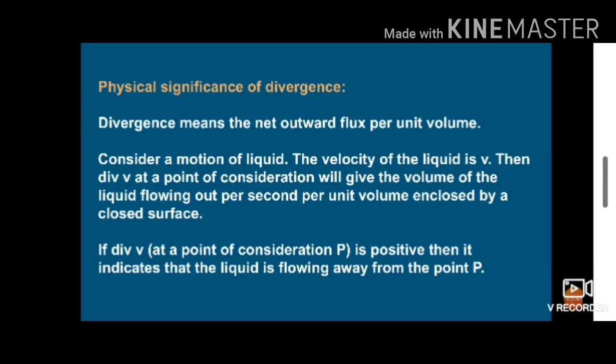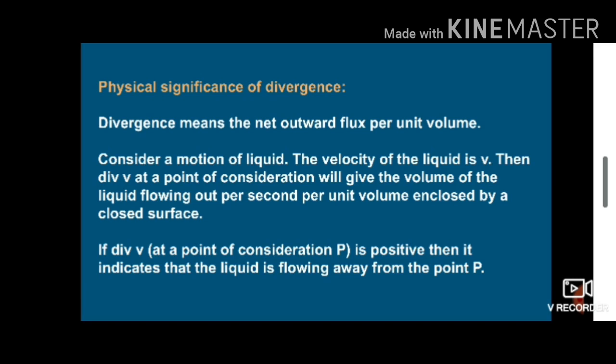Now let us see the physical significance of divergence. As I told you, divergence means the net outward flux per unit volume. To understand the physical significance, consider the motion of a liquid. Let the velocity of the liquid be phi bar. Then the divergence of phi will give you the volume of the liquid flowing out per second per unit volume.